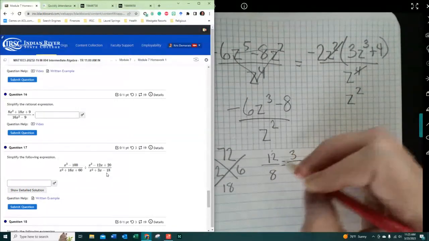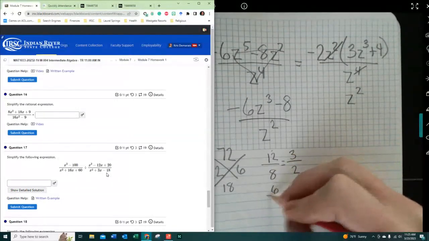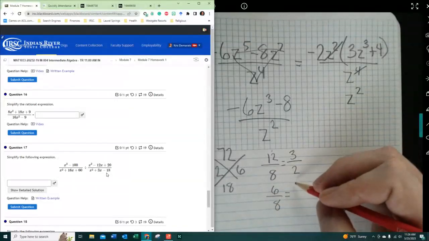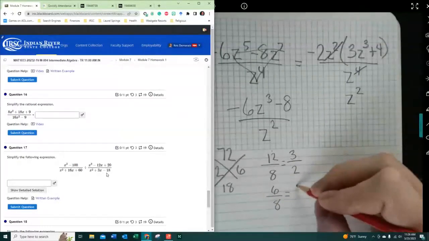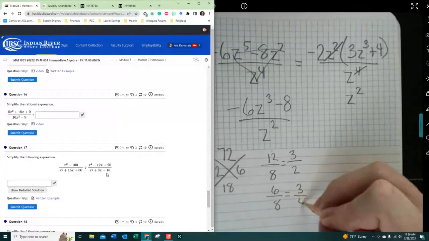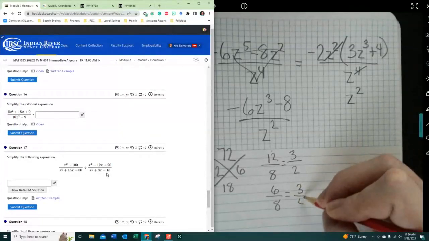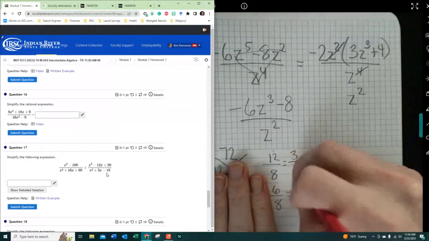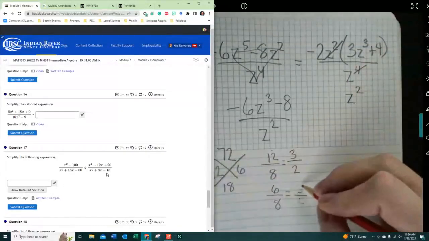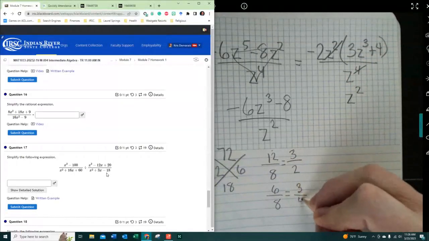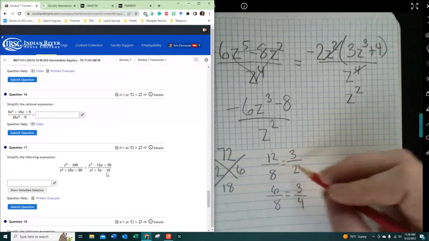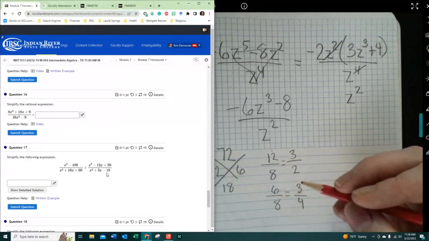3 over 2, and then you get the 6 over the 8, which gives us the 3 over 4. Oh, okay, 2 goes into both of those. Sorry, I'm having brain farts. There we go. Okay, so 4 goes into both of these, and 2 goes into both of these.